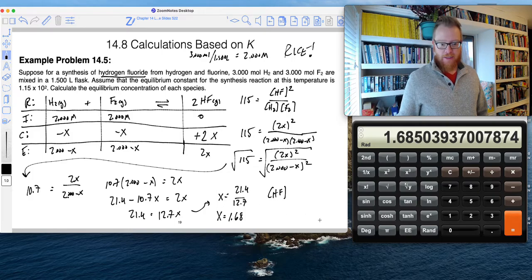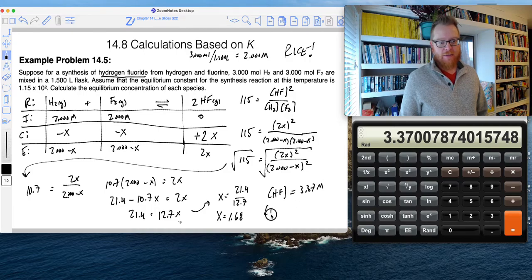Okay, I'm looking at my cheater notes and I'm like, what did I do wrong here? So x is 1.68. Yes. So 1.68 times 2 equals 3.37 for HF.